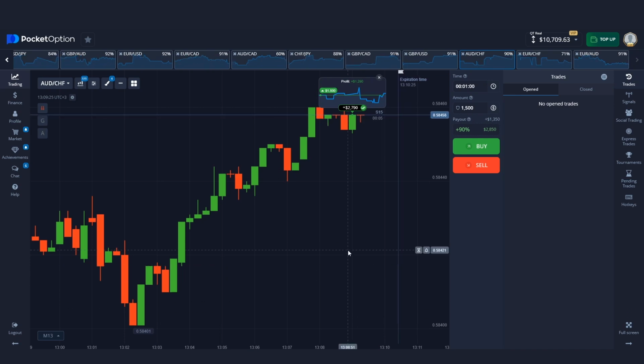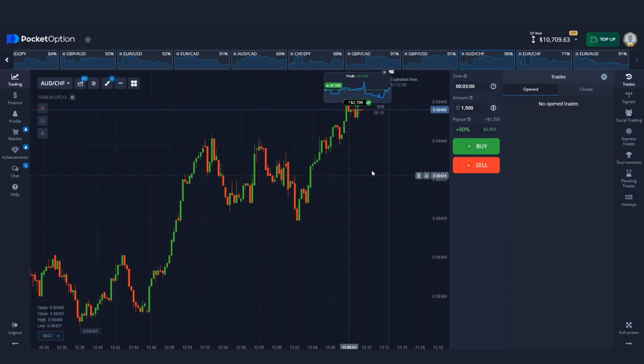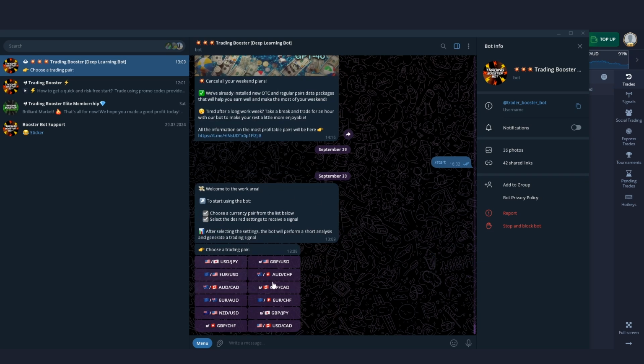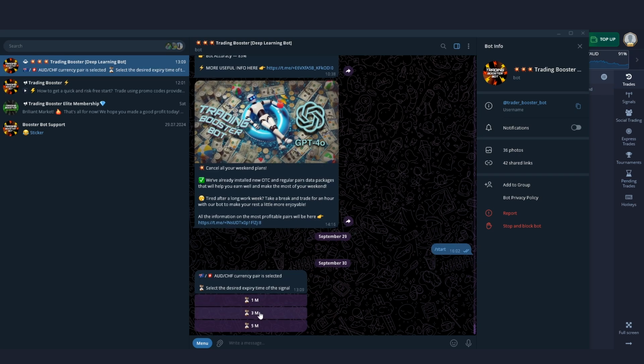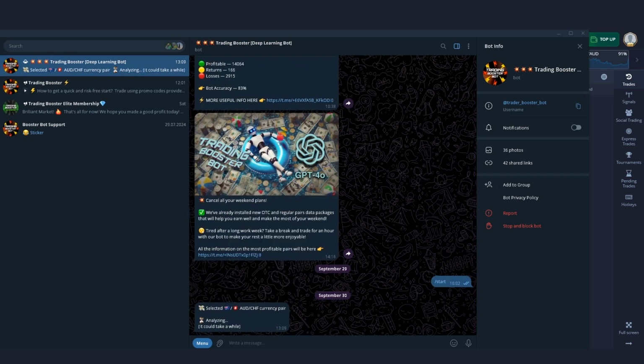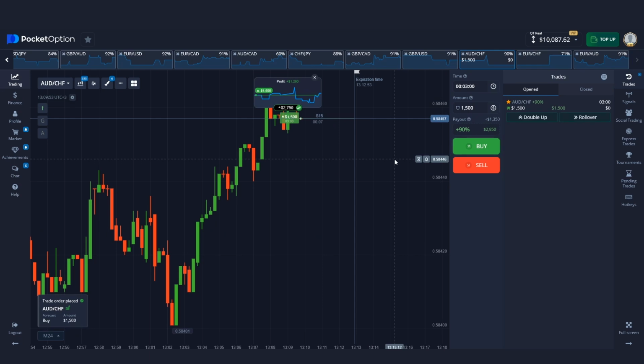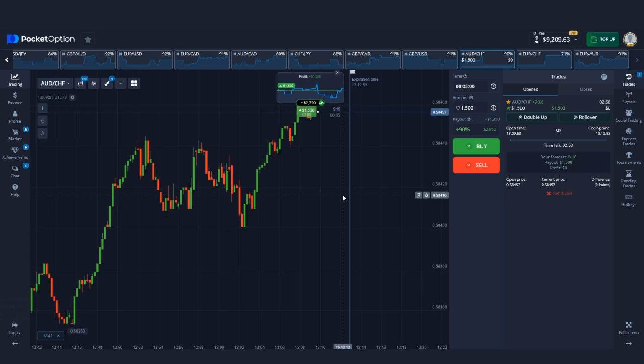Now moving on to 3 minutes, and I stay on the same currency pair, the Australian dollar, Swiss franc. I click on get a new signal, I select this currency pair again, only now I select 3 minutes. I get a buy signal again. I open my buy trade right from here, and this is why I recommend all beginners to trade at 3 minutes expiry. That's the safest time.